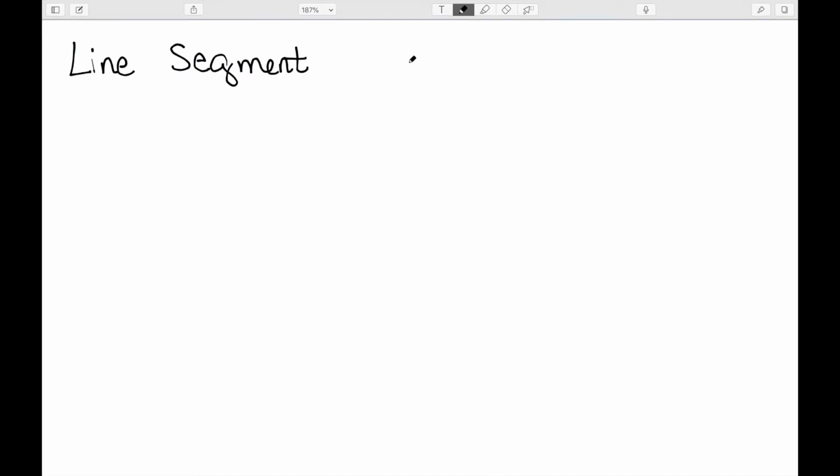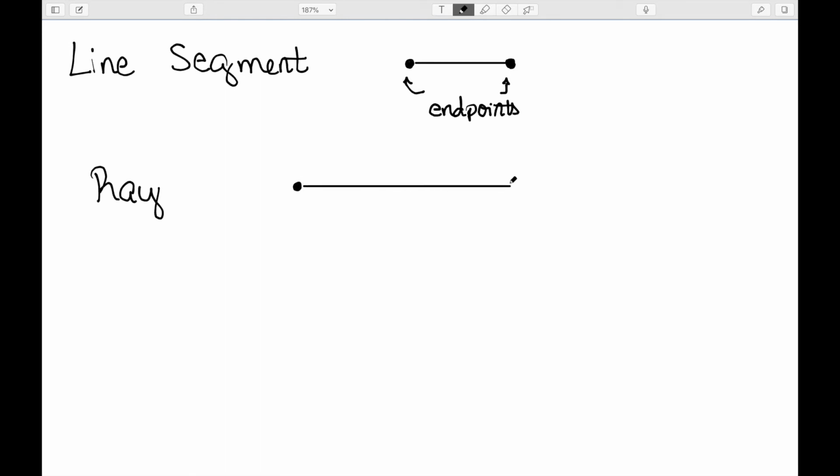Next is a line segment. A line segment is the portion of the line that is between 2 points that are on the line. So if I draw 2 points on the line and I just consider the portion between those 2 points, that would be a line segment. And these 2 points right here are known as endpoints. Next, we have a ray. A ray, if we have a point on a line, it's everything on one side of that point. So essentially, it has a starting point, but no ending point.